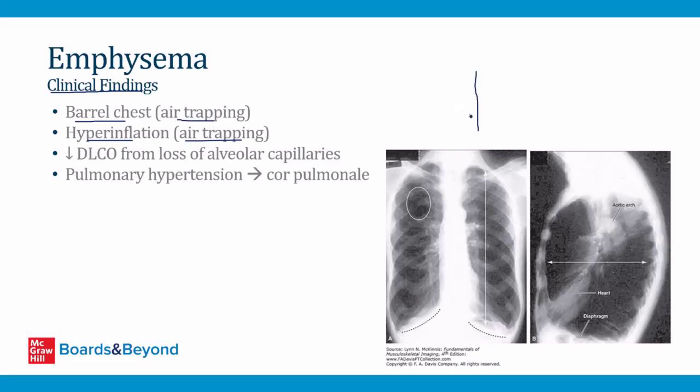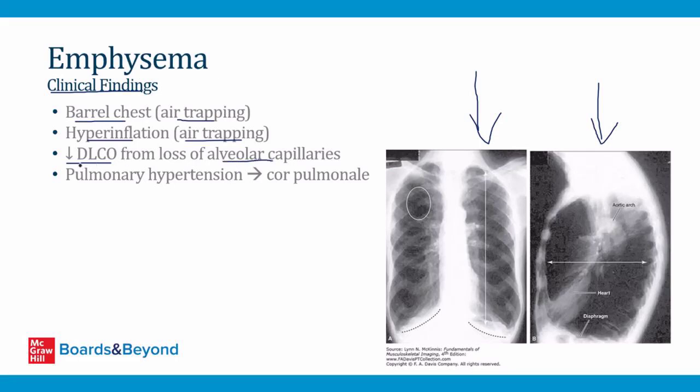This is a picture of an x-ray from someone with emphysema. It's hard to appreciate this if you're not used to looking at normal x-rays, but these lungs are much larger and hyperinflated compared to normal. You can also see over here that the patient has a barrel chest from all that air trapping inside the lungs. You can also see a fall in the DLCO from damage to alveolar capillaries.